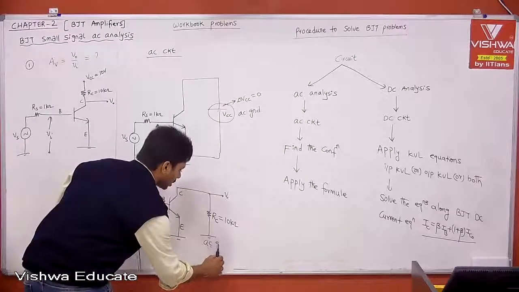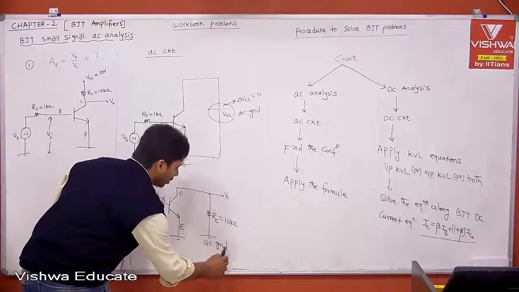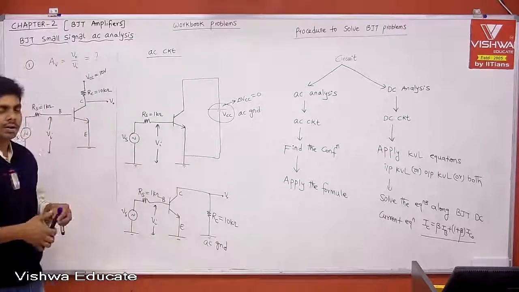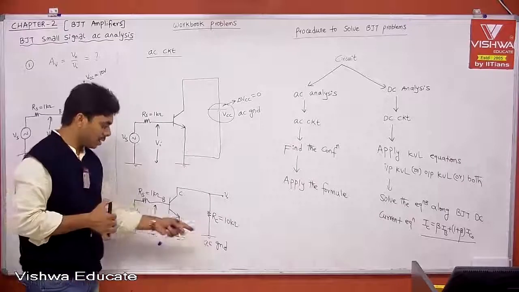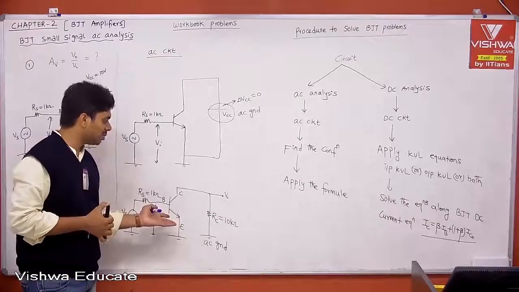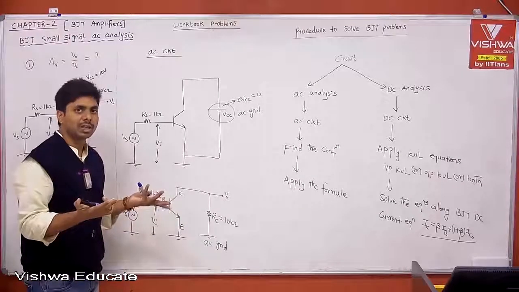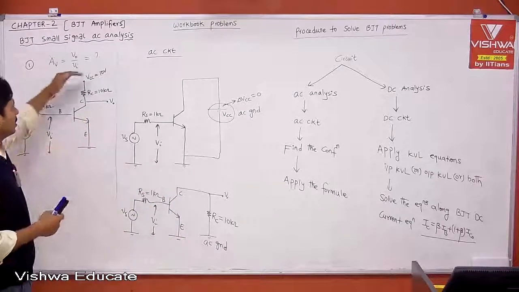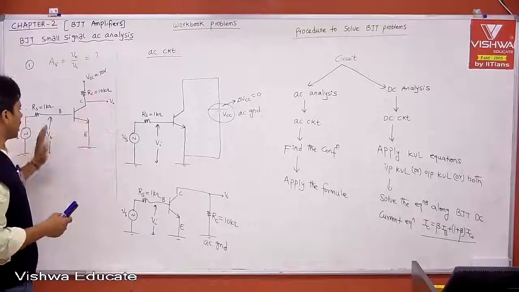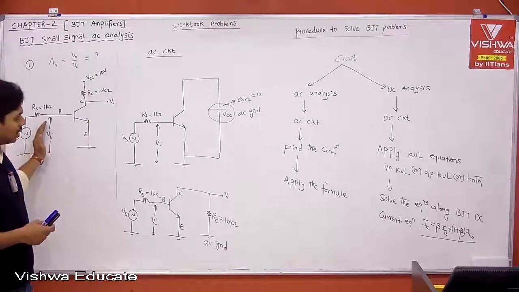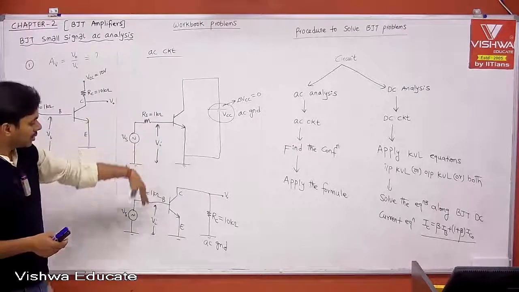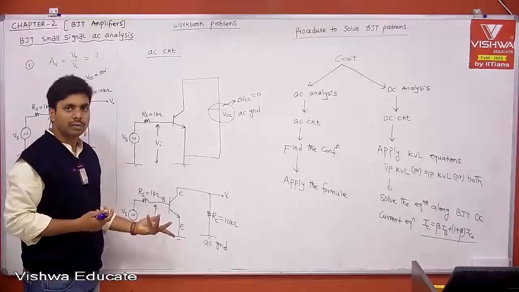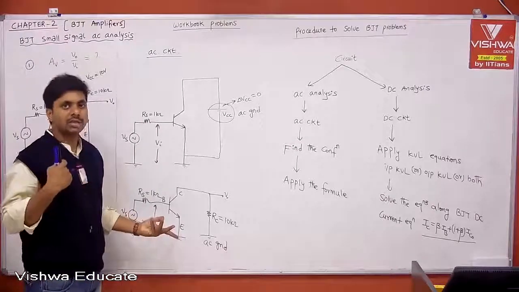Your power supply is connected to ground, but remember, physically it is not shorted to ground. Physically, if you short it to ground, there is no DC power. If there is no DC power, we will not get any amplification, because what is the definition of an amplifier? An amplifier is a circuit which converts DC power into AC power under the guidance of the input AC signal, right? If you short it, there is no DC power, therefore no amplification. This is for our understanding purpose.